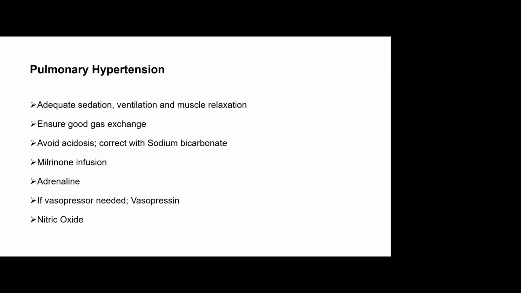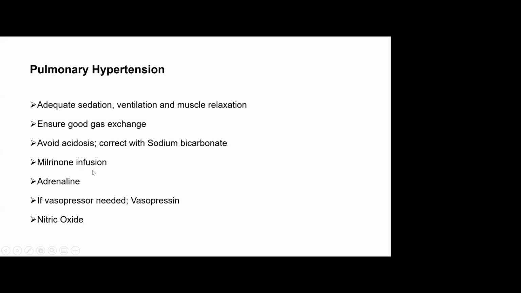In pulmonary hypertension patients, milrinone infusion is a good choice. It's important that we avoid acidosis, correct with sodium bicarbonate, ensure good gas exchange, and ensure adequate sedation, ventilation, and muscle relaxation. Adrenaline is a good choice of drug here, in moderate amounts, not too much, not more than 0.2 or 0.25. At higher doses you'll get a vasoconstrictor effect, and it will have an effect on the pulmonary vasculature as well. And if you need a vasopressor, it's better to use vasopressin.